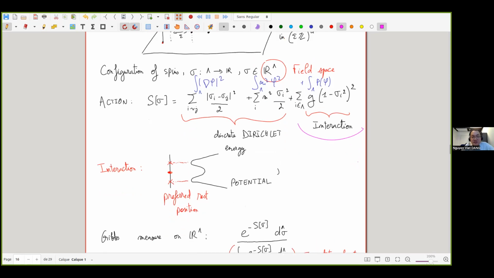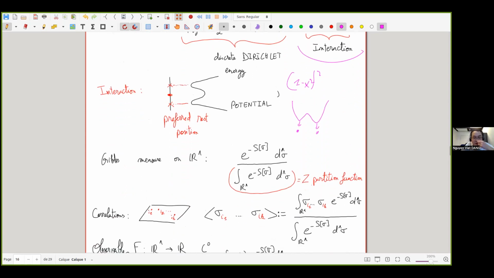And so for instance, in the example of the polynomial 1 minus x squared here, it's a double well potential. So your particle likes to be in here and in here, the two bottoms of the well.